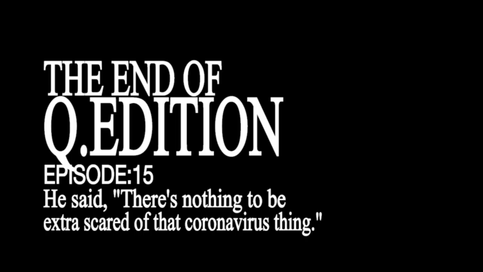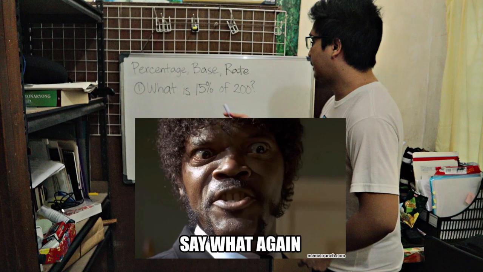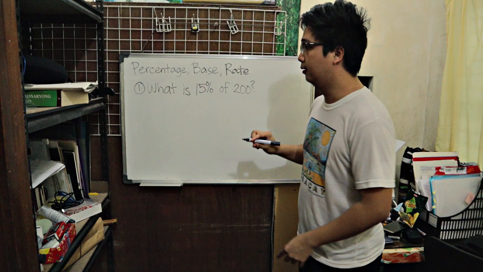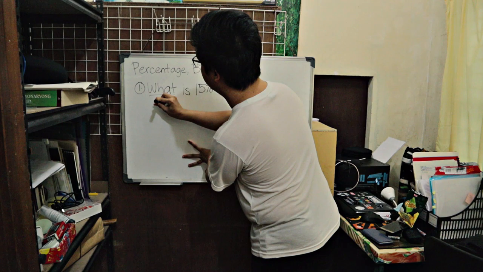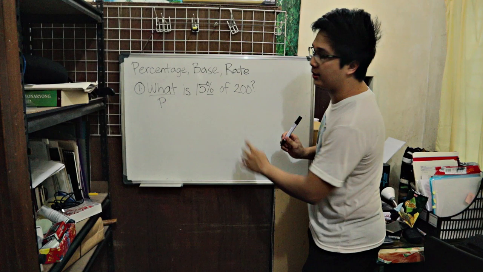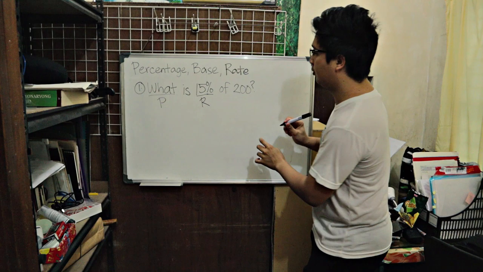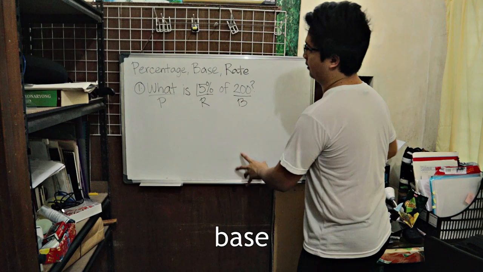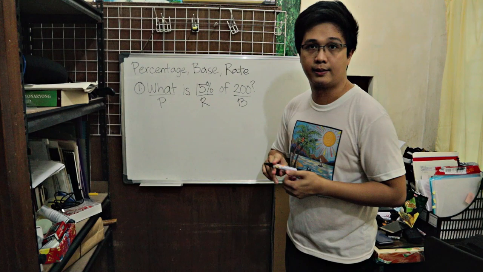So for example, what is 15% of 200? The "is" part is the percentage. The 15%, which has a percent sign, is our rate. The 200, which is beside the "of", is our base. What is being asked? The percentage. Percentage, rate, and base. How do we solve for the percentage?